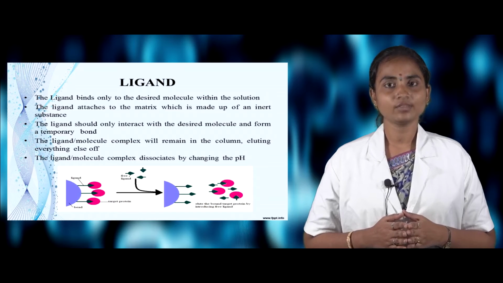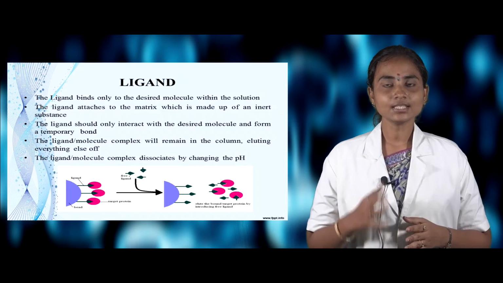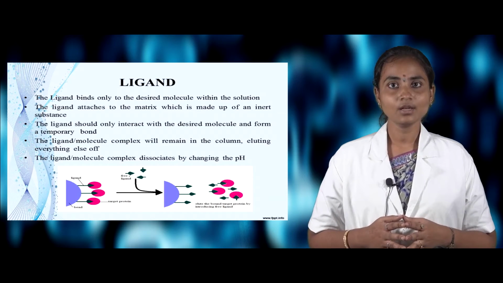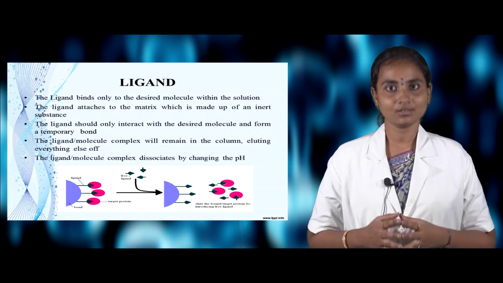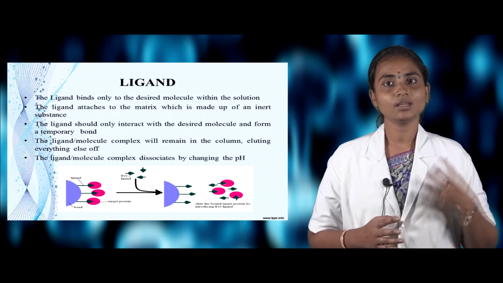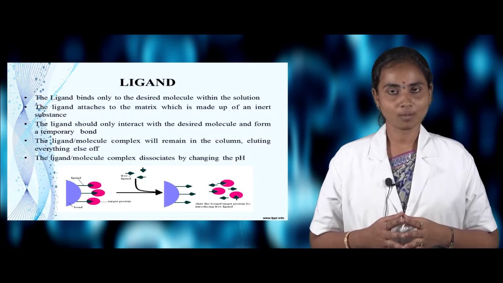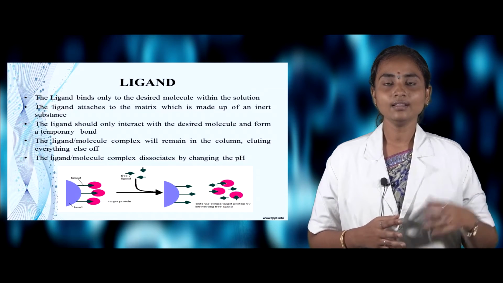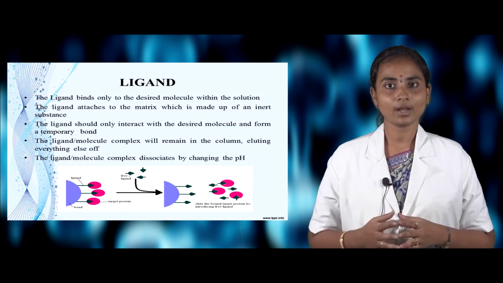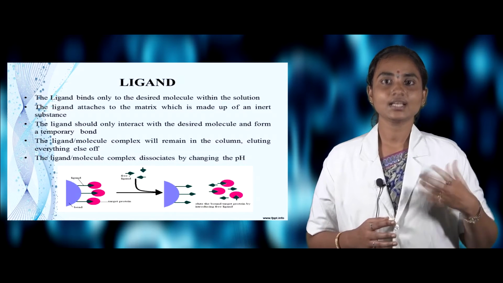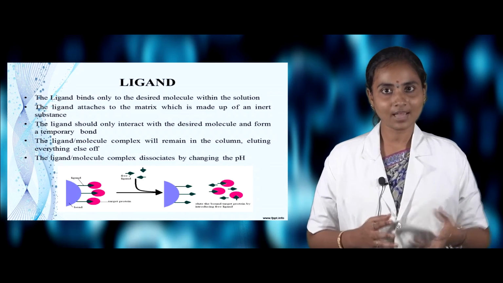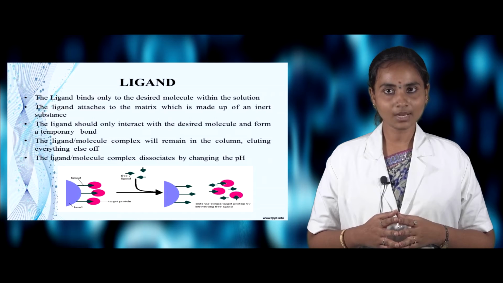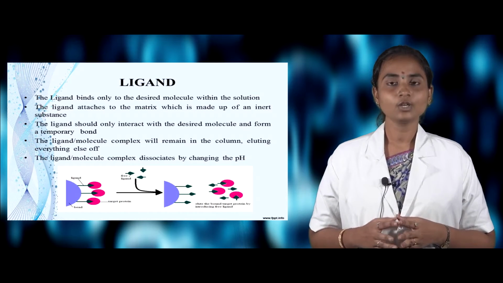So the second main component of affinity chromatography is the ligand. This ligand plays a vital role for the interaction, separation and also purification of protein, because it forms a highly specific interaction of covalent bond between the molecule and the ligand matrix complex. So this ligand binds only to the desired molecule within the solution, and the ligand attaches to the matrix, which is highly inert in nature, so that it does not form any chemical reactions between the matrix and the ligand. And the ligand should only interact with the desired molecule and form a temporary bond to elute easily.